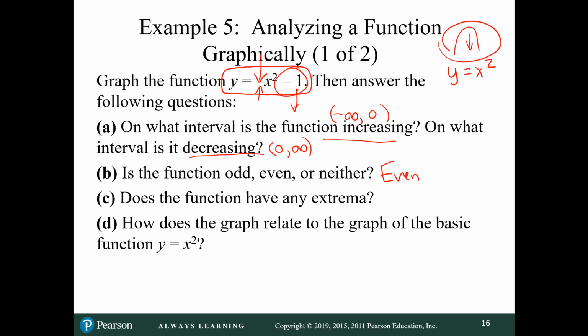The range of the function goes all the way down, and since it goes up, it just continually goes up forever. So it's negative infinity to infinity.